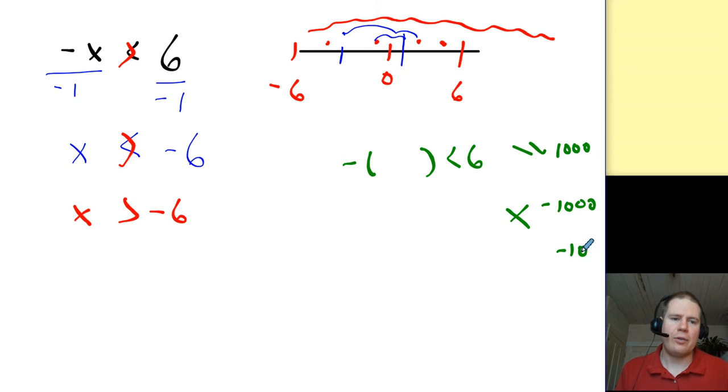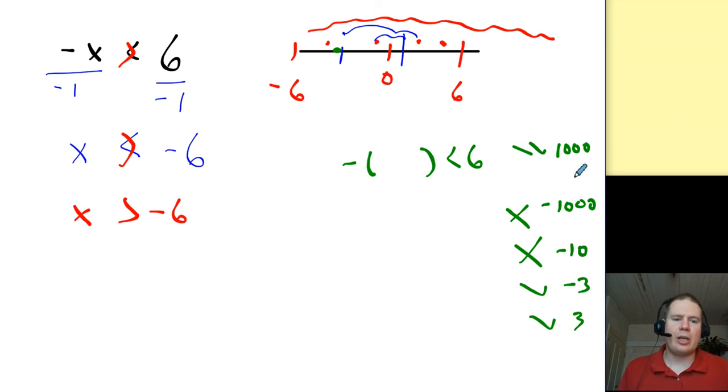Let's try negative 10. The opposite of negative 10 is 10. 10 is not less than 6. That doesn't work. Let's try negative 3. The opposite of negative 3 is 3. 3 is less than 6. That works. Here we go. Here's negative 6. Here's negative 3. That works. Let's try a positive 3. The opposite of 3 is negative 3. Negative 3 is less than 6. Definitely.